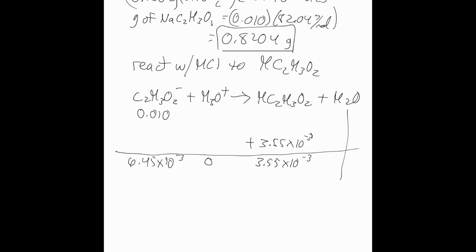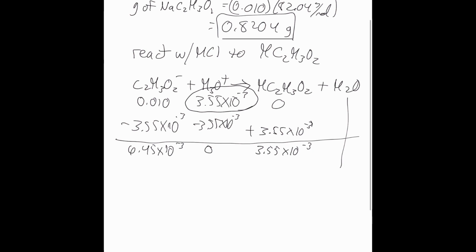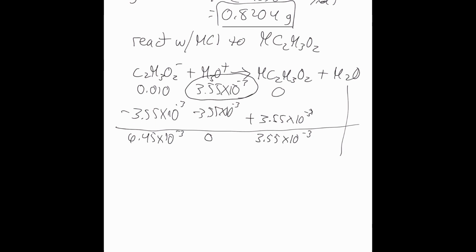So that means we would have had to have plus 3.55 times 10 to the minus 3. So that means that this is 0, sorry. We knew that to begin with. So that's plus. That means this is minus 3.55 times 10 to the minus 3. This is minus 3.55 times 10 to the minus 3. That means we had to start with 3.55 times 10 to the minus 3. This is the number we're after. We're only doing this stoichiometry to get that number to determine the number of milliliters of HCl.